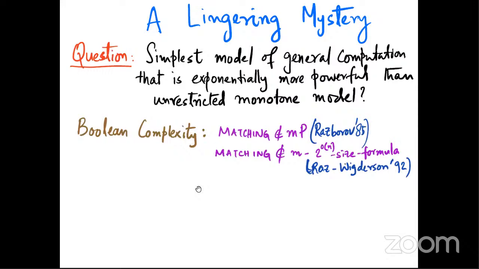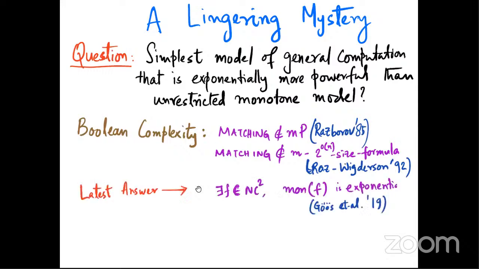This was the result of Raz and Wigderson, and the latest answer from work from 2 years back due to Gus and others shows that there is a function which can be computed by circuits using cancellations in really fast parallel time, like in what complexity theory is called NC2, which is depth log square n. However, to compute it using monotone circuits, you still require exponential size.